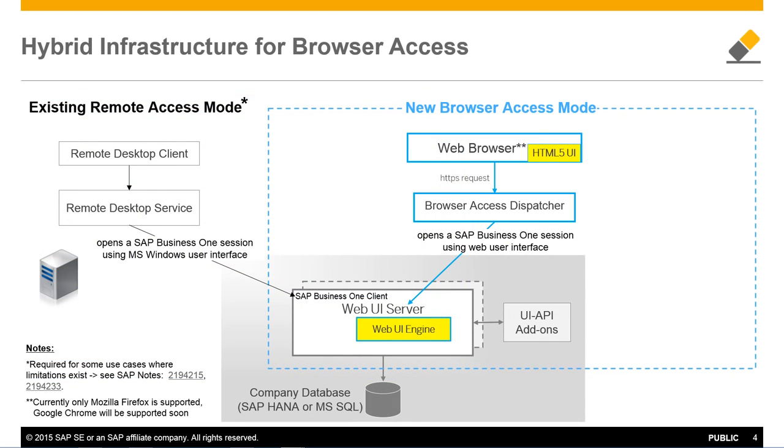Instead of using the existing remote access via a remote desktop service or Citrix, browser access is accessible through a web browser and leverages the web browser dispatcher to start an SAP Business One client session in Web UI Server mode, using specific start parameters for the SAP Business One client. This will display the SAP Business One user interface, not through the underlying operating system, but through a web user interface engine, which will render the user interface in HTML5 format to be consumed by supported web browsers.